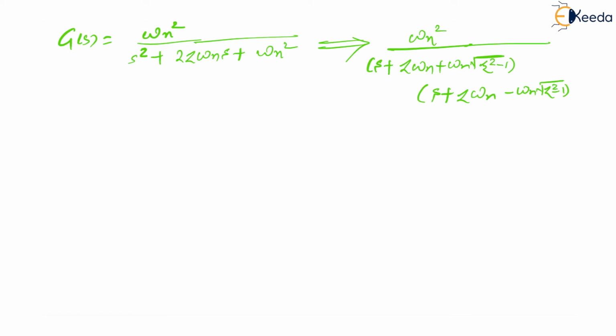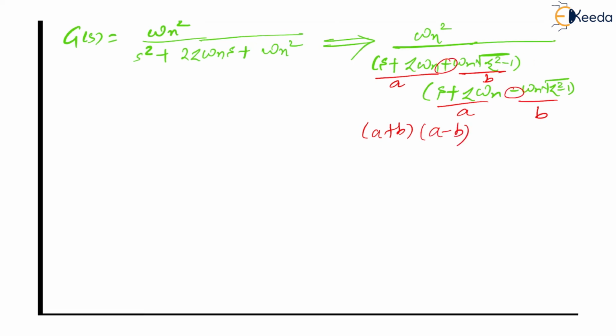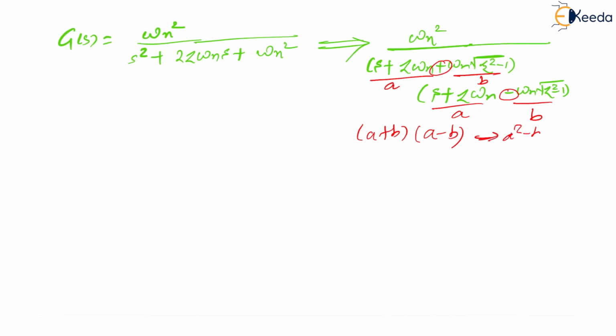Now, same old story repeating. This we call A, this we call B, this we call A, this we call B. Same old story. If you see, it is again going to be A plus B into A minus B, which is nothing but A squared minus B squared. So we are going to do the same thing. So what do we get here?